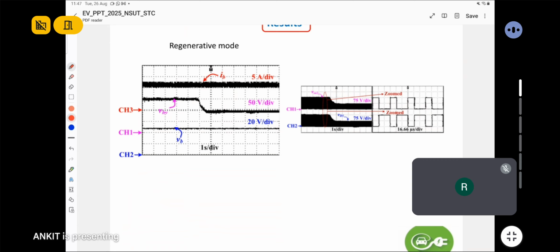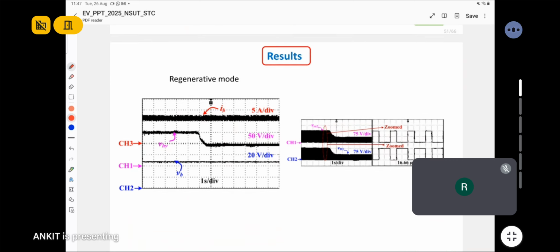So in a regenerative braking operation, the battery is charged with 10 amperes of current, and the DC link voltage decreases as the regenerative braking energy is exhausted.